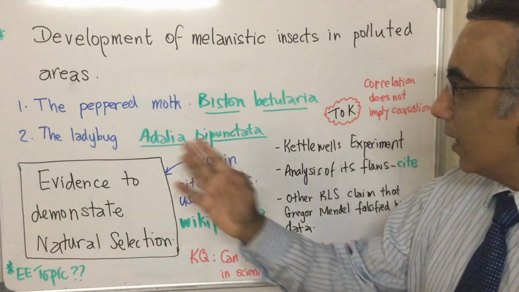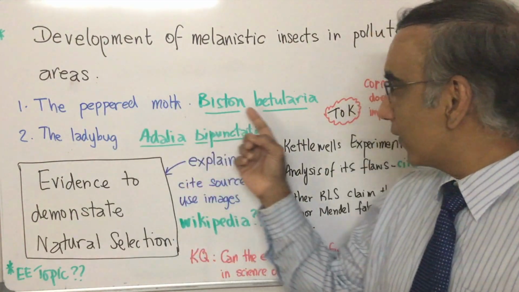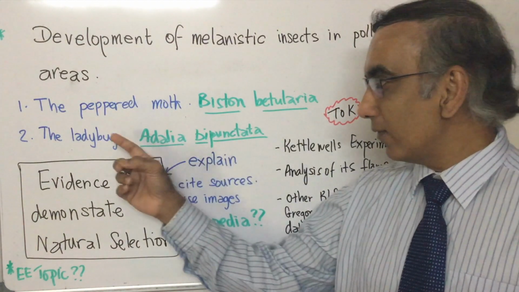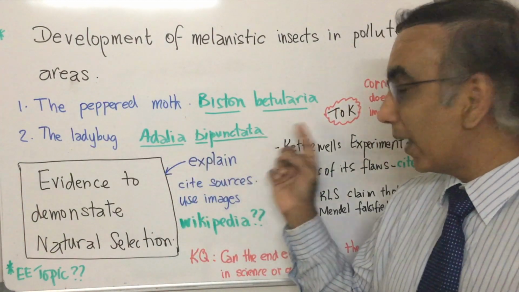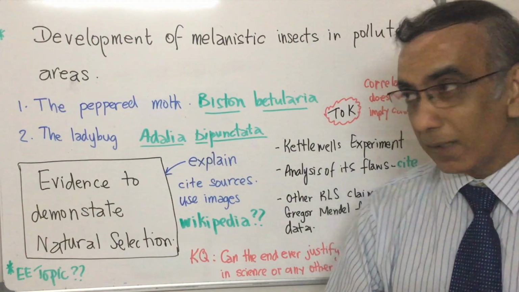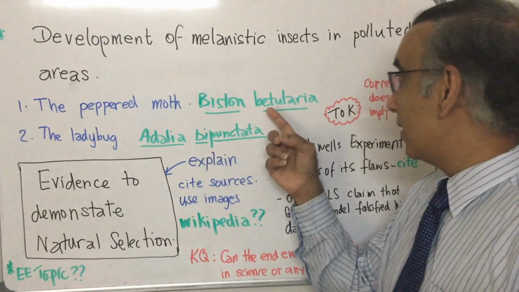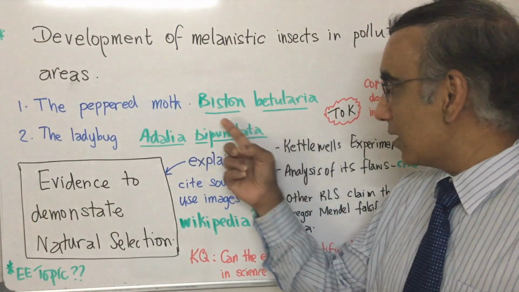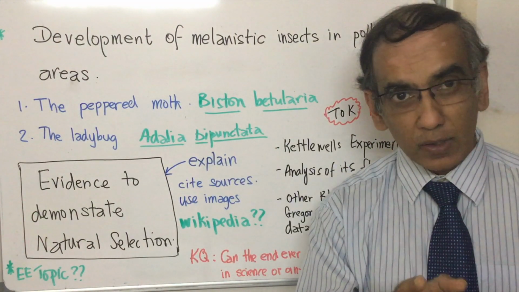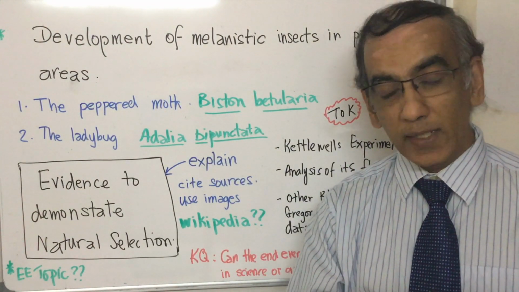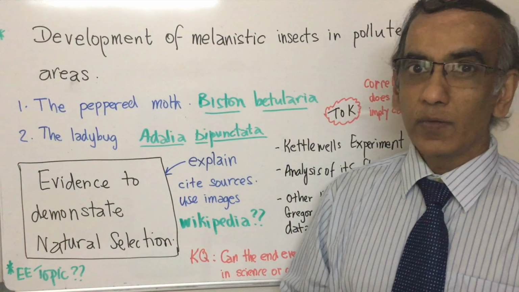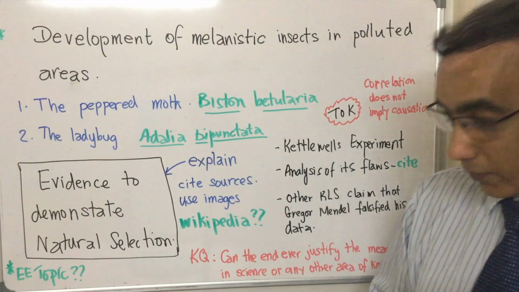Now, today we focus on the peppered moth, Biston vitellaria, and the ladybug, Adelia bipunctata. Because I'm writing by hand, I have the first name, the genus name, capitalized, the species name with lowercase, and both are underlined because I don't have the option to write in italics. That, of course, related to topic 5.3.